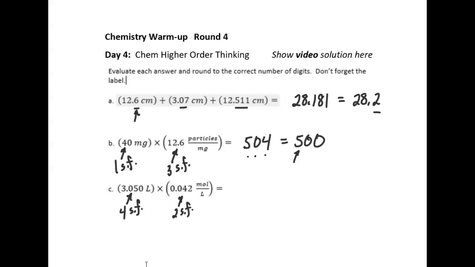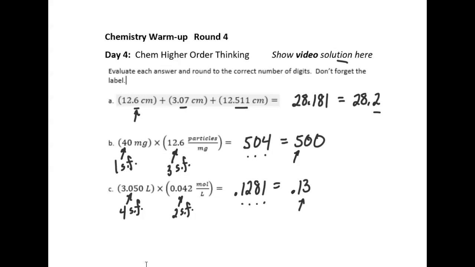Zeros that are at the beginning of a number are not counted as significant. One of the numbers has 4 significant figures, the other has 2 significant figures, and that's the one that controls how many significant figures are in the rounded answer. On a calculator, the result is 0.1281, but that needs to be rounded to 0.13. This has 2 significant figures, and this one has 4, which was too many.